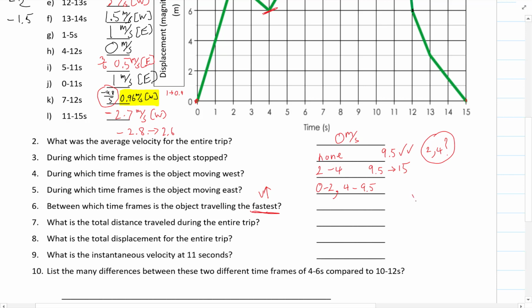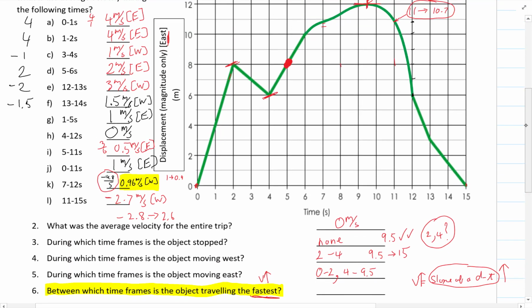Well, speed is the slope of a distance-time graph. So when the slope is the largest, then the velocity is the largest. So when I read this, and hopefully you see it now, between which time frames is the object traveling the fastest is the same question as between which time frames is the slope of this graph the steepest.